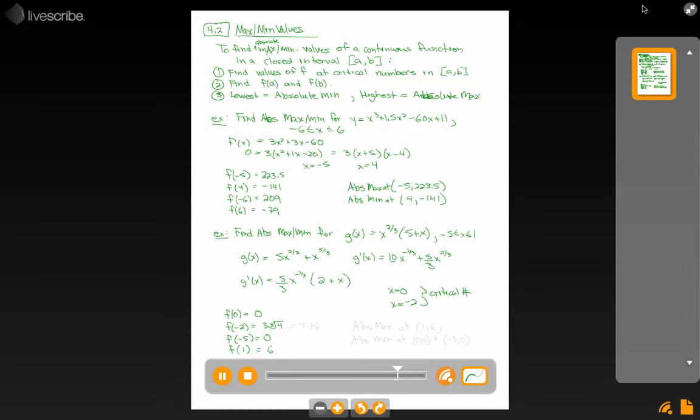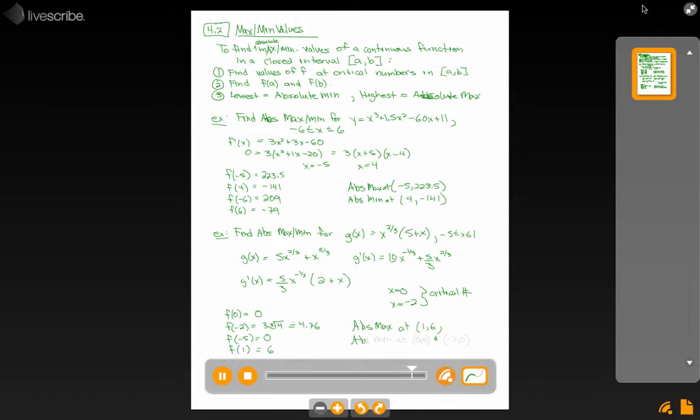6. So I really just need to decide whether the cube root of 4 times 3 is higher or lower than 6, and I'll be able to answer my question. So let's figure out what the cube root of 4 is, times 3. That's about 4.76, so definitely not higher. So my absolute max is easy, because it happens at 1, 6.